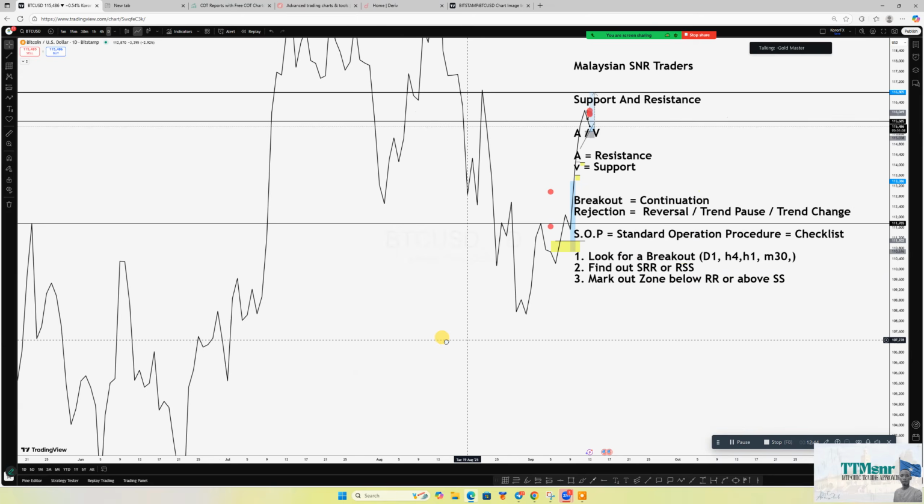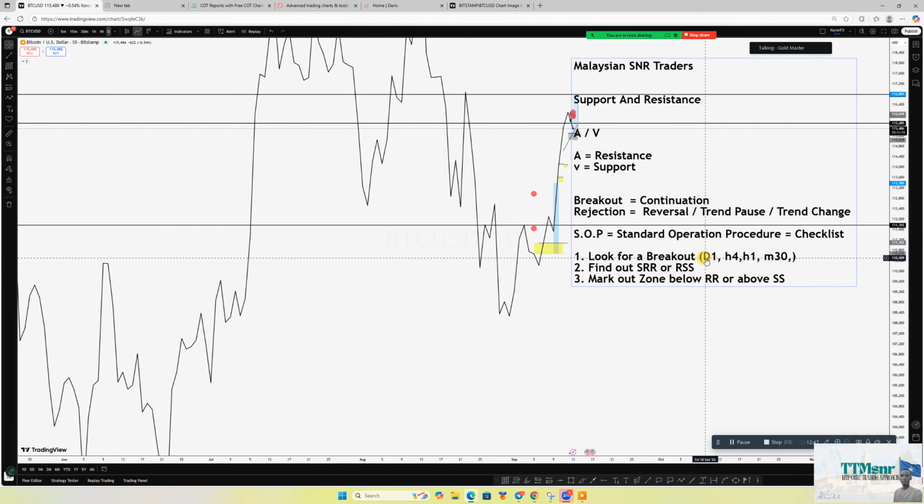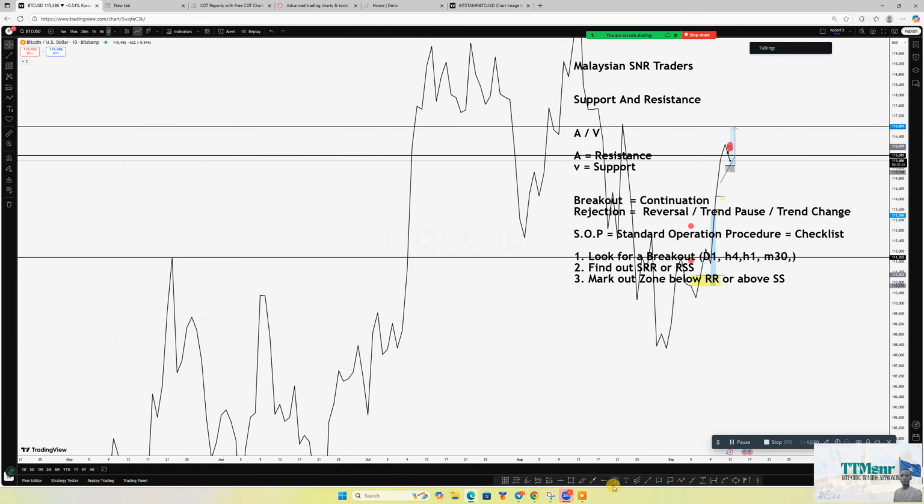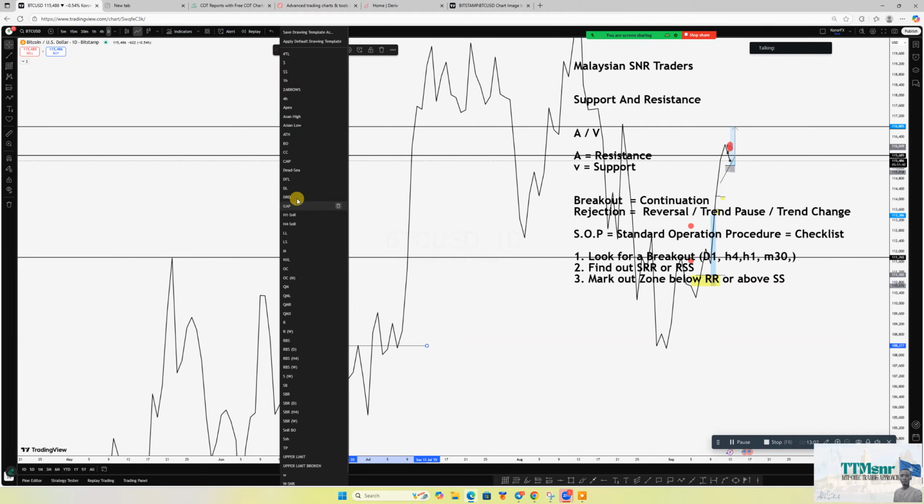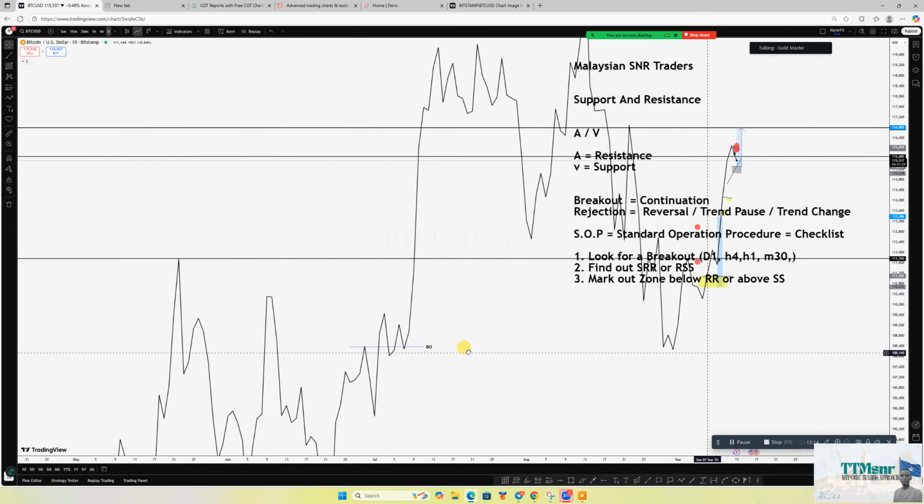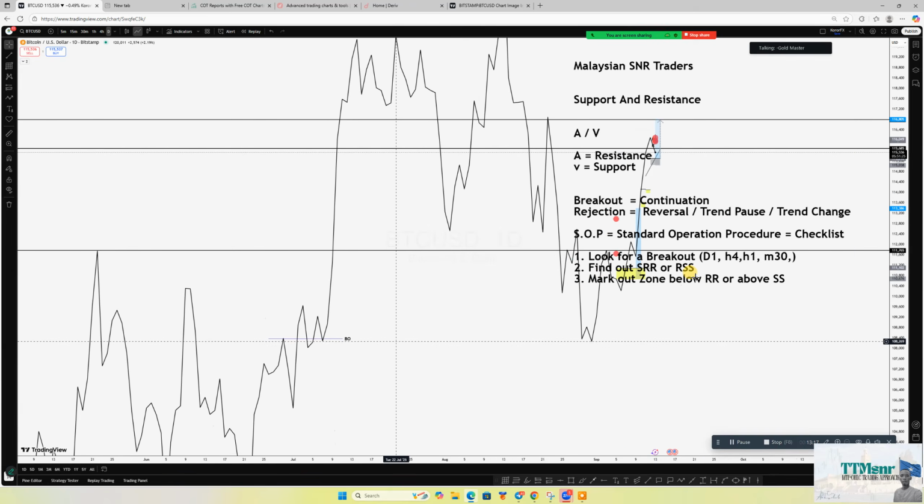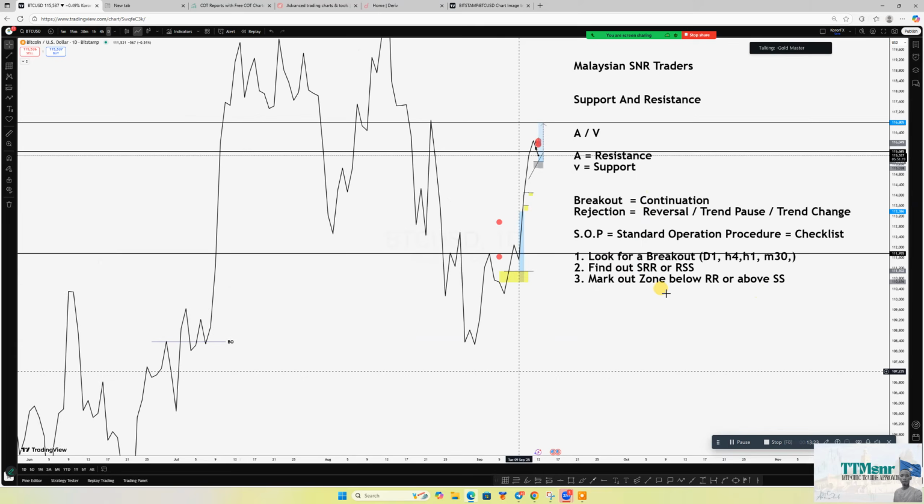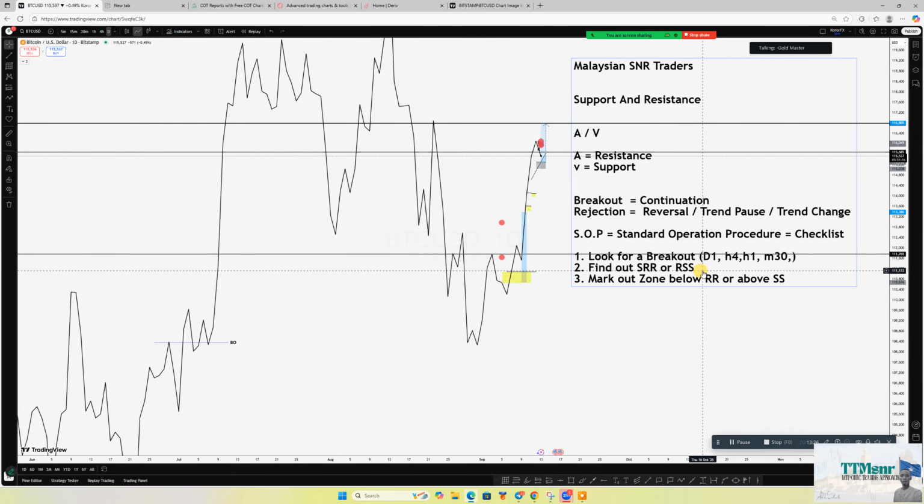But what is SOB number 1? SOB number 1, I have, for example, daily, right? On daily, there is a breakout here. I think before the market turned bullish, you could see there was a daily BO. So this is BO from the daily. After I make out the breakout, I have to go to 4 hour or 1 hour or 30 minutes in order to find SRR or RSS.